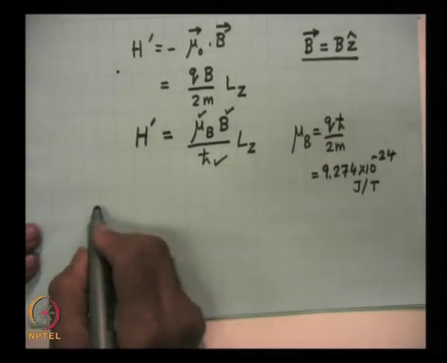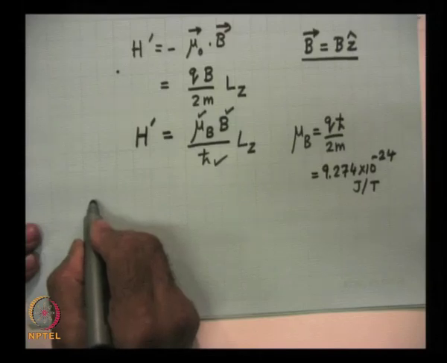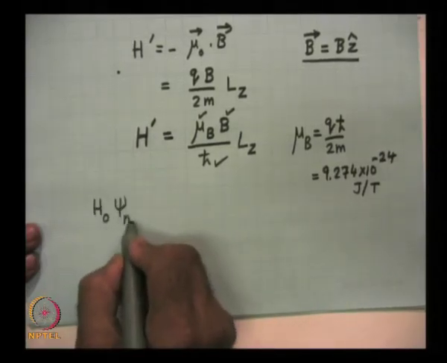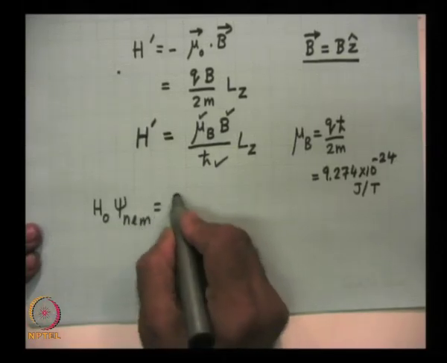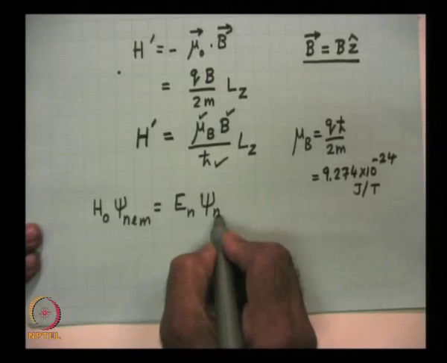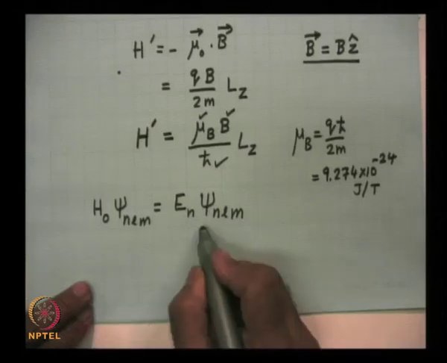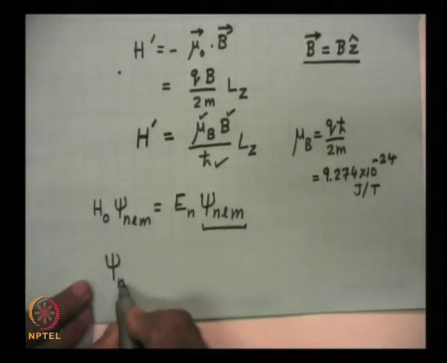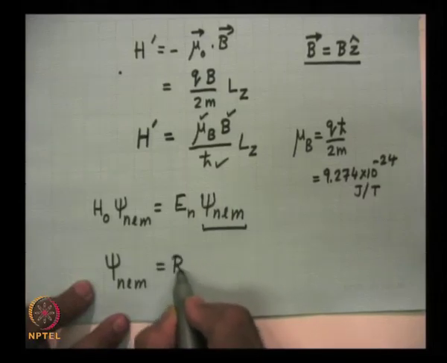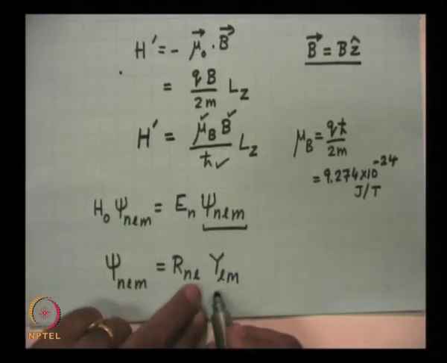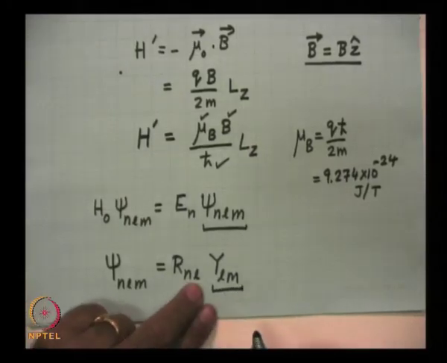Now, in the hydrogen atom problem, you have H0 ψnlm equal to En ψnlm, and therefore ψnlm, as we all know, is Rnl Ylm, and you recall that Ylm are known as the spherical harmonics.